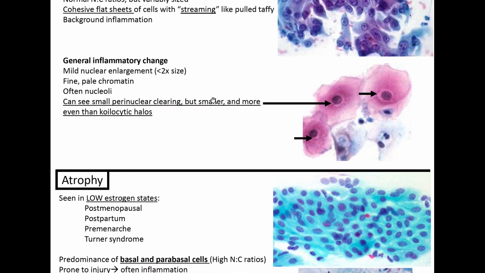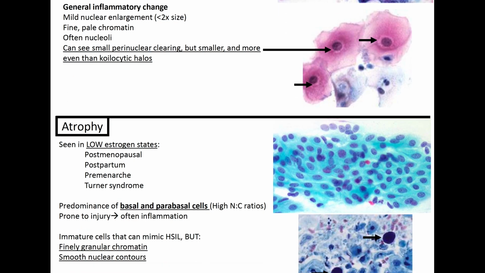Moving on, we have general inflammatory change. So in general inflammatory change, you can see mild nuclear enlargement with fine pale chromatin, and they often have nucleoli. And you can see perinuclear clearing like this, but smaller and more even than koilocytic halos.